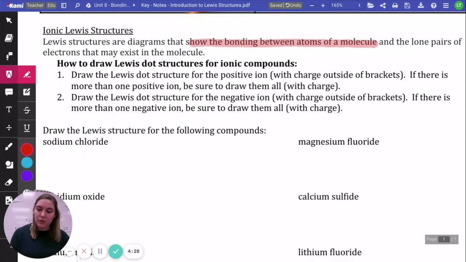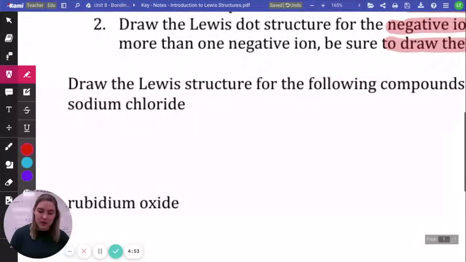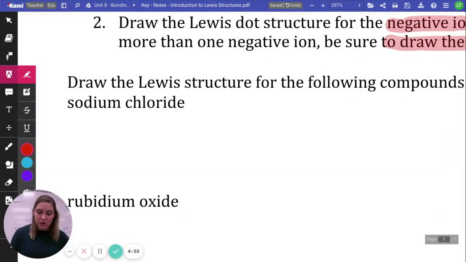What we're going to do is draw the Lewis structure for our positive ion with our charge outside of the brackets. If there's more than one positive ion, draw them all with their charge. Then you'll draw your Lewis dot structure for your negative ion, again with the charge outside the brackets. And if there's more than one, draw them all. Okay, so let's dive into drawing these structures, and I'm going to show you also where these structures come from.